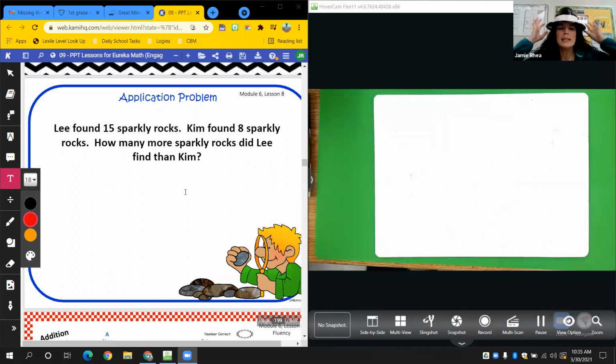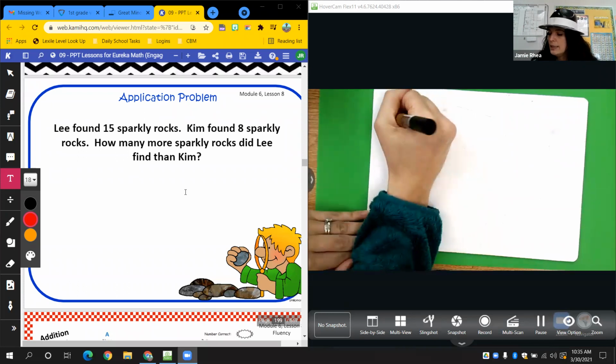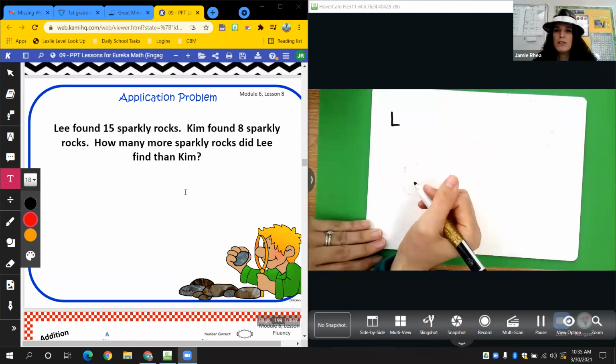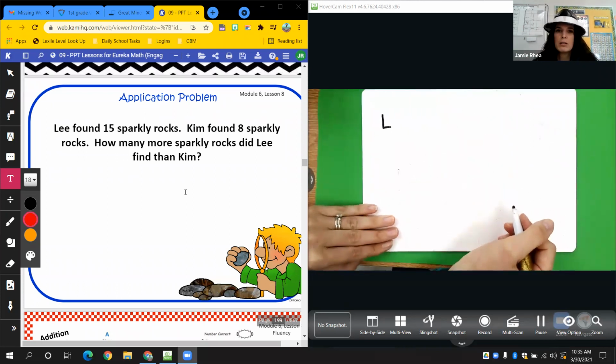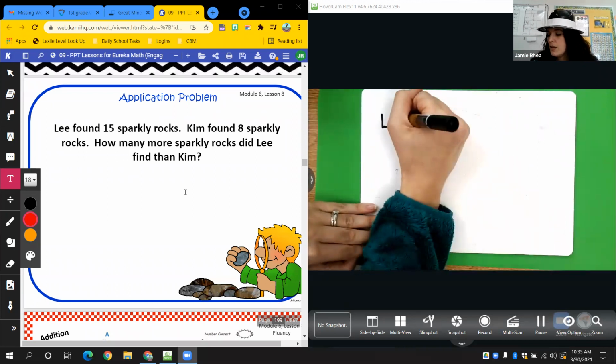Okay, here we go. Lee found 15 sparkly rocks. It's my kind of rocks. I like sparkly. Kim found 8 sparkly rocks. How many more sparkly rocks did Lee find than Kim? Okay, so let's do this line by line and draw what we know. We know that Lee found 15 sparkly rocks. So let's make 15.